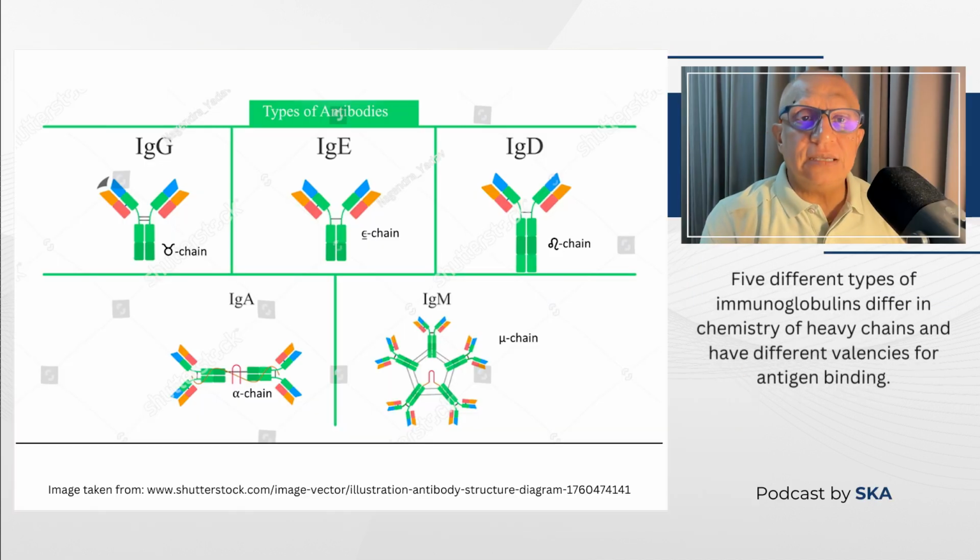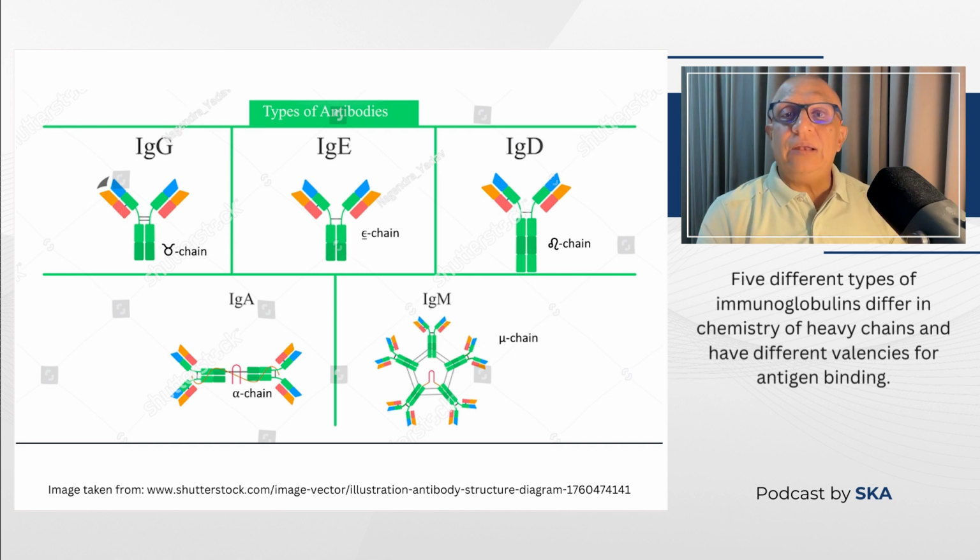If we go further and try to understand the functioning of these antibody molecules, it has been shown that depending on the chemical nature of the heavy chains, there are five primary classes of immunoglobulins: IgG, IgM, IgA, IgD, and IgE. For example, the IgG molecule has a heavy chain known as the gamma chain. IgM has the mu chain. IgA has the alpha chains. IgE has the epsilon chain, and IgD has the delta chains.